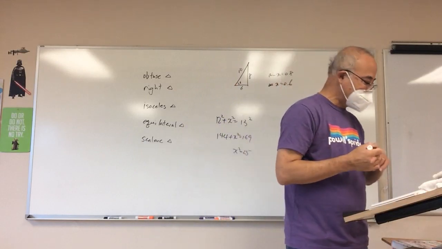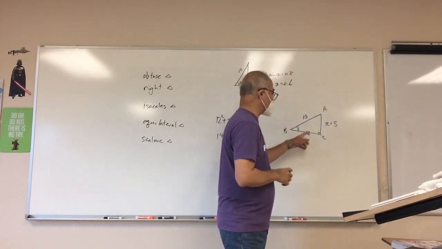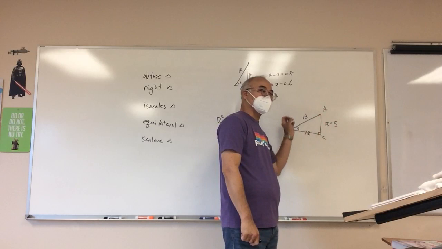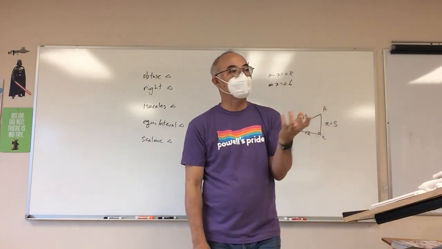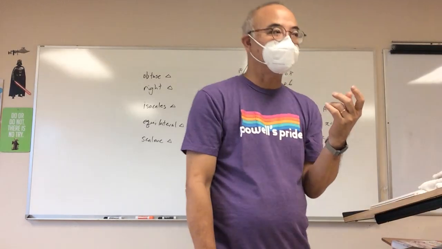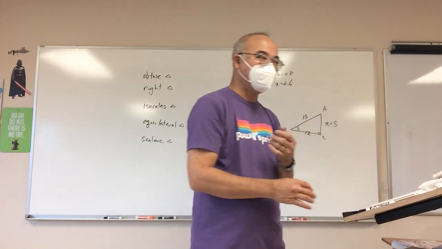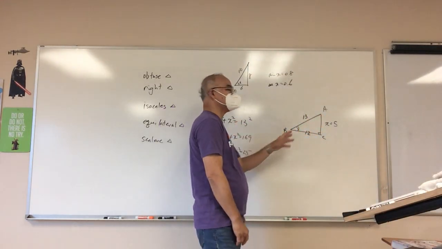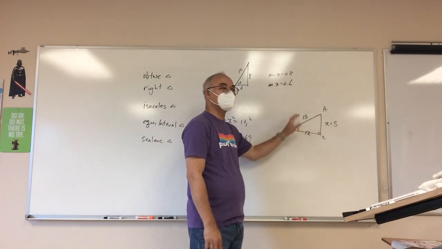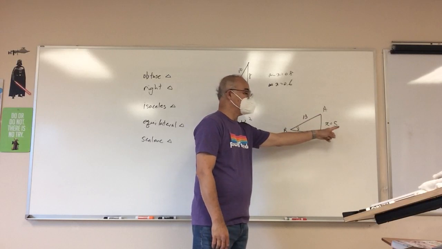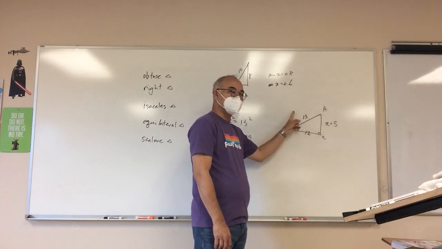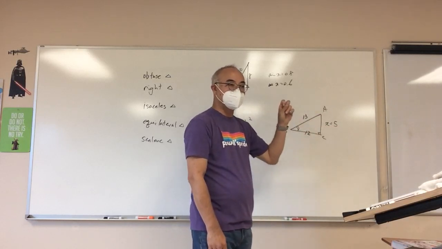So these are called what? Does anyone know what these are called? There's a special name for three integers that satisfy the Pythagorean theorem. No. They're called Pythagorean triplets, right? Because there are three of them. 5, 12, and 13. Is there anything else that you know?